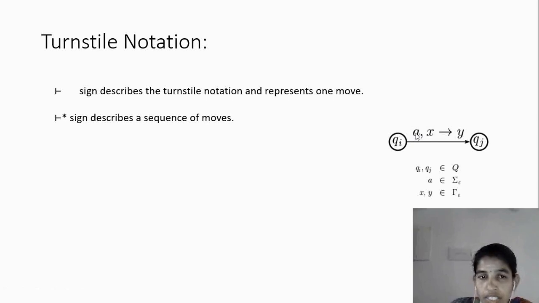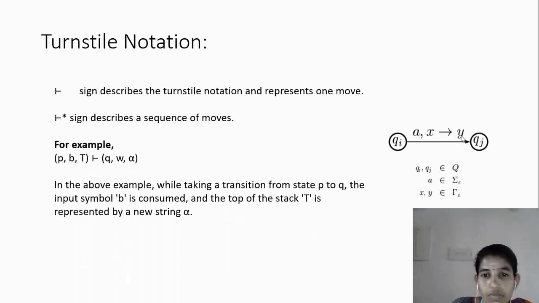The current input tape is A, top of the stack X, meaning you can push the value of Y before popping the value of X. Now you can understand the notation. Input tape A, when you move from Qi to Qj, your input tape has the value A and the top of the stack is X, meaning just pop the X value from the stack and push the Y value. That is known as X tends to Y.